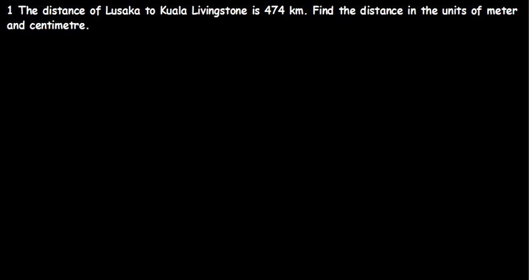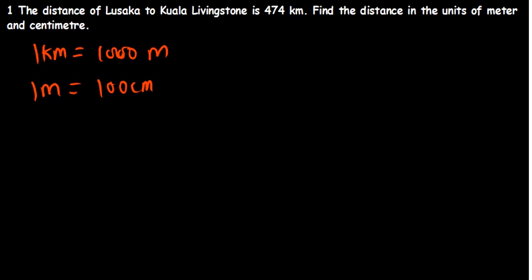Okay? So what we should know is that in 1 kilometer we have 1000 meters. At the same time, in 1 meter we have 100 centimeters. Now using these values I can convert 474 kilometers to meters, then from meters I can go to centimeters. So we are going to be using the concept of dimension analysis to convert this.